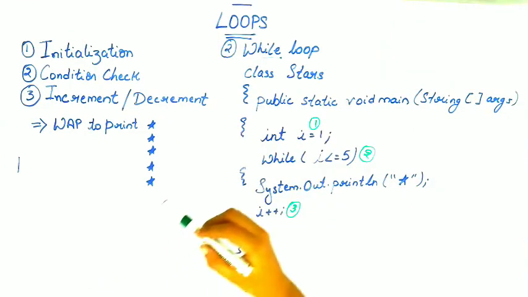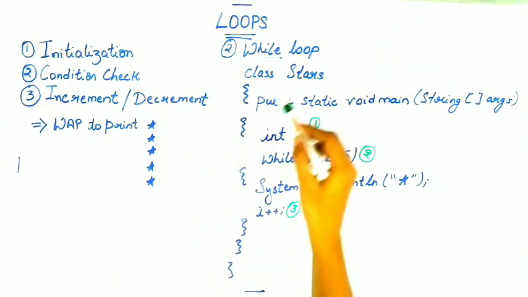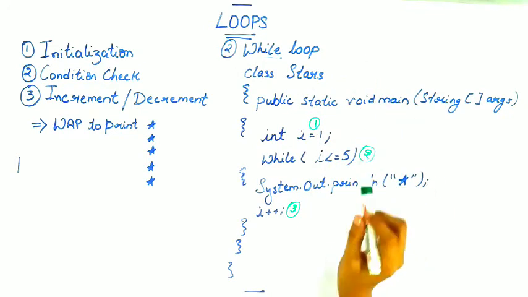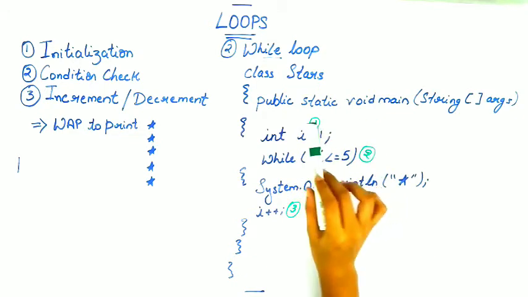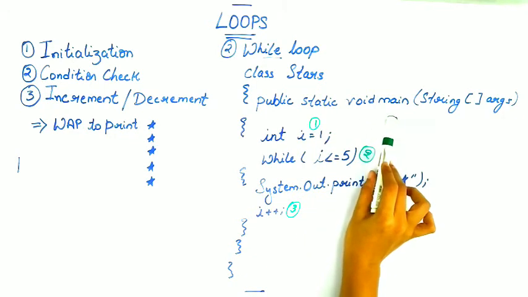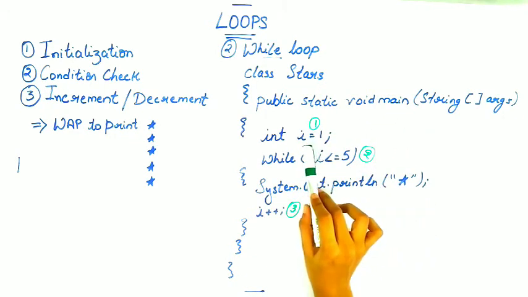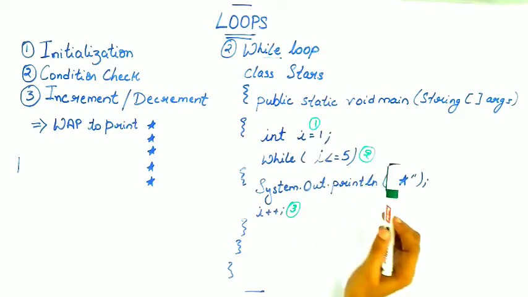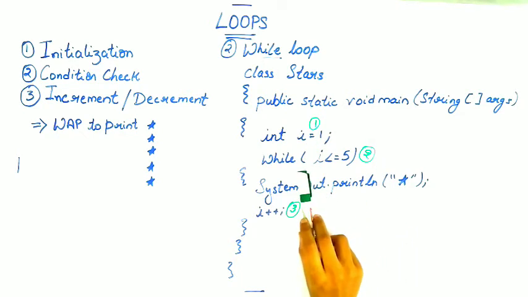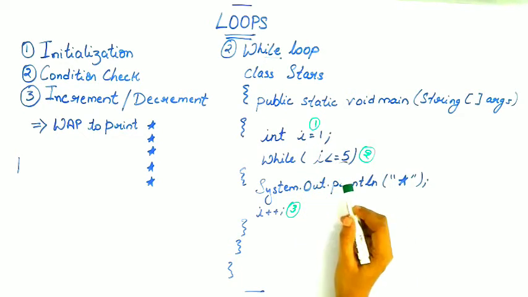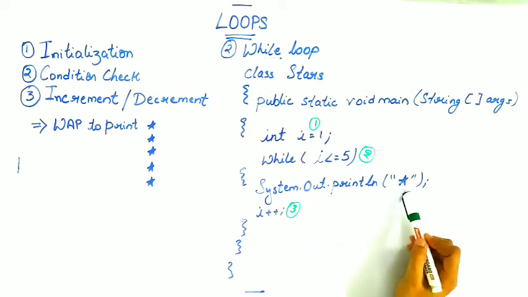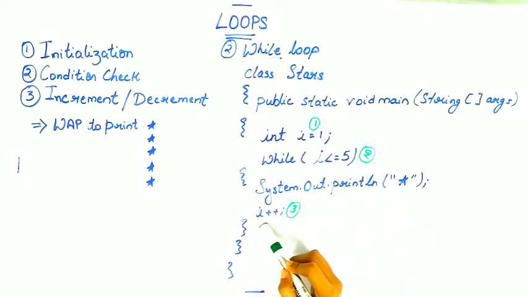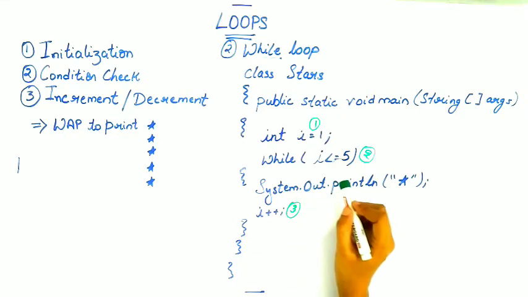Now, we will be writing the same program using the while loop. We created a class named stars. Then we called the main method. Here we initialize the iterable. Now the while loop says, if I is less than or equal to 5, then go inside the body and print a star, increment the iterable and again check the condition.